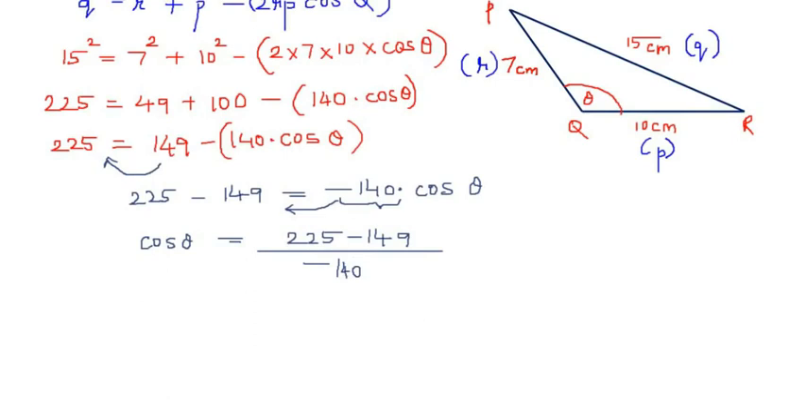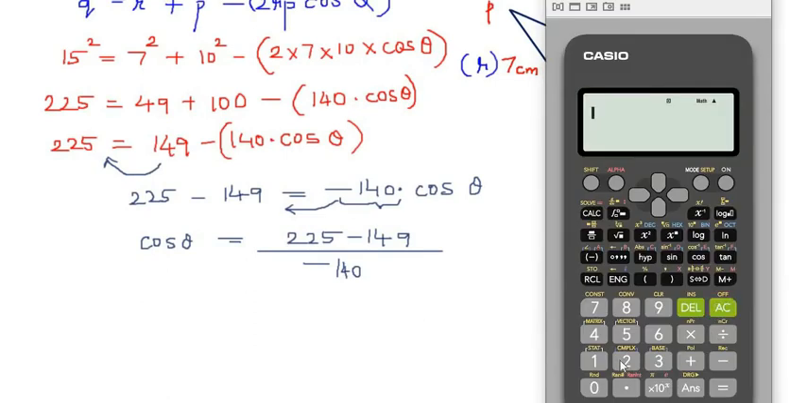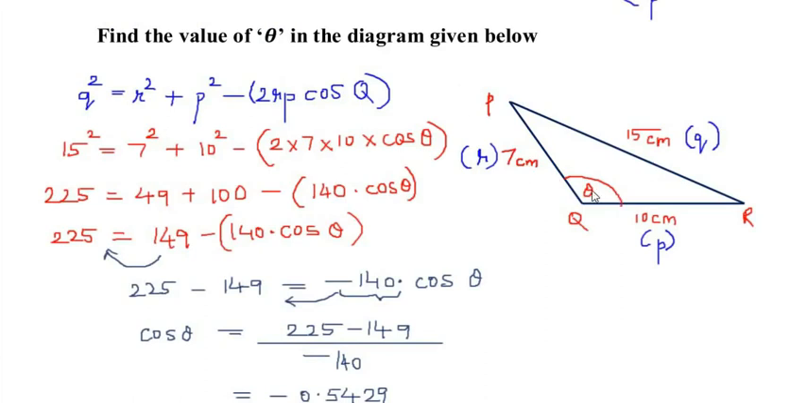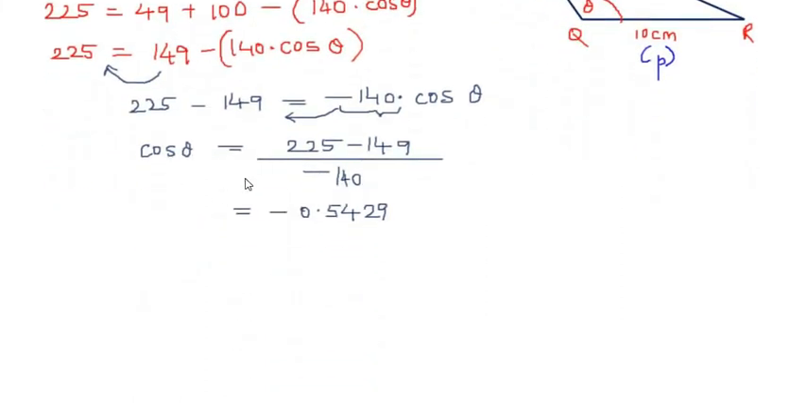So let us put this value in the calculator and check. We have 225 minus 149 divided by minus 140. So we get it as minus 0.5428. Since we have to find only the theta in this question, we are going to take the cos on the other side. So theta will be equal to cos inverse of the answer, minus 0.5428.